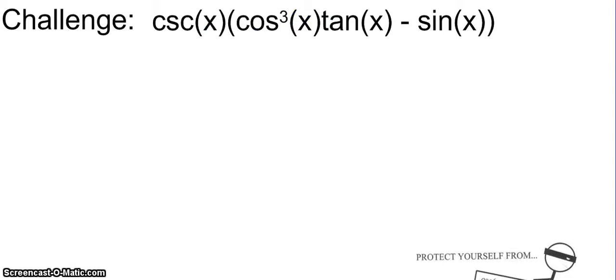Alright, challenge. See if you can do this one. Now pay attention to the parentheses here. So this parenthesis and this parenthesis are saying this whole thing right here is one quantity times the cosecant of x. Right? So try this one on your own. You can do it. I believe in you. Pause the video. Unpause when you're ready to check.